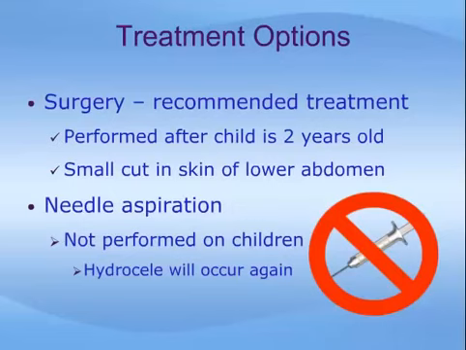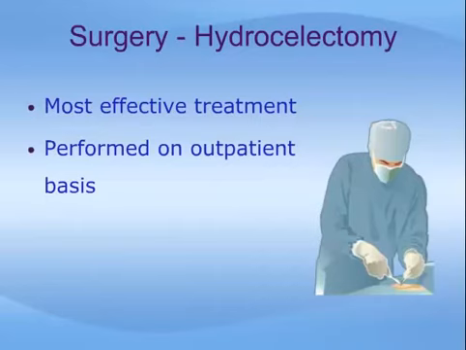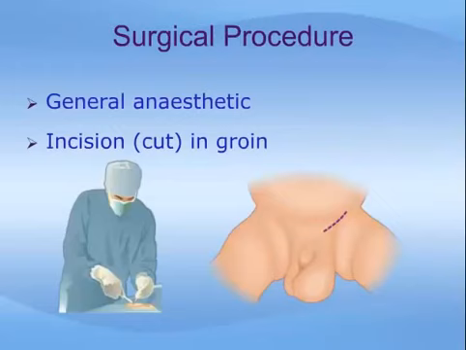Repair of a hydrocele is not a complex procedure and is always done through a small cut in the lower abdomen or groin area. It is important to note that in the pediatric age group, needle aspiration is never to be performed. Surgical repair of a hydrocele is called hydrocelectomy. It is almost always done on an outpatient basis. After a general anesthetic is administered, an incision or cut is made. The processus vaginalis is identified. The fluid is then removed, and the opening is closed off.